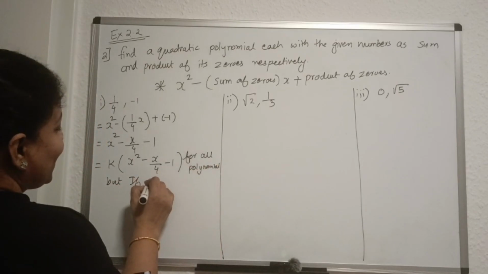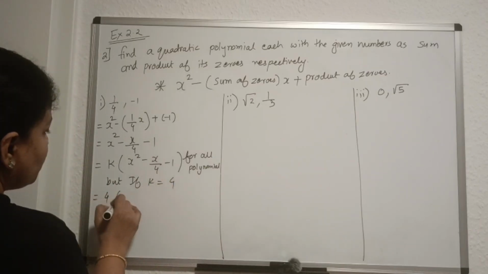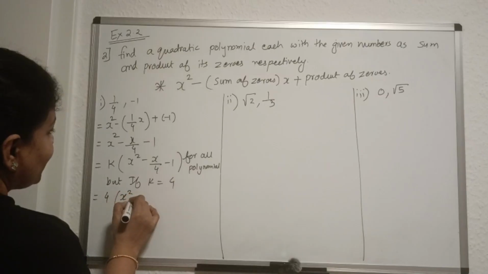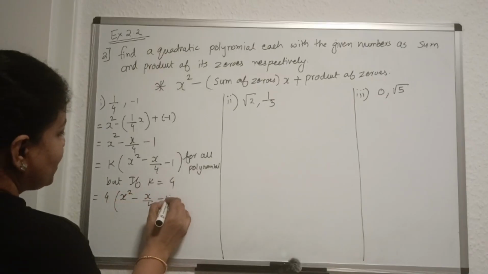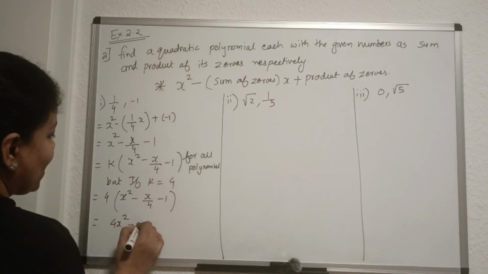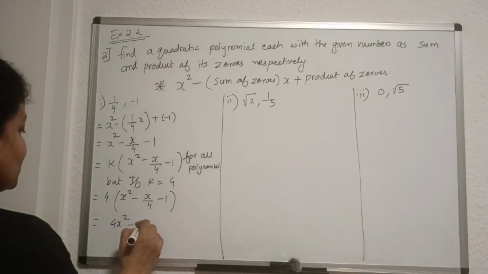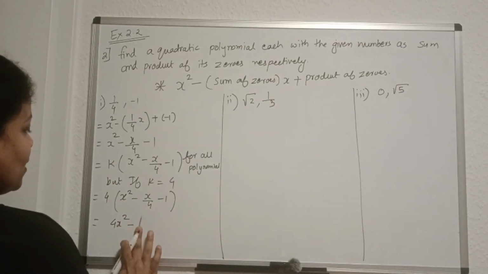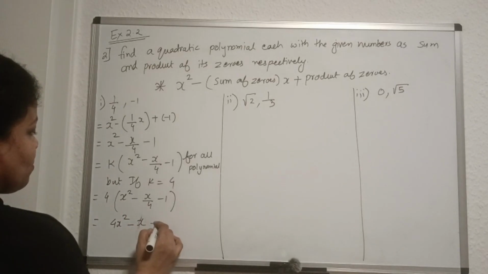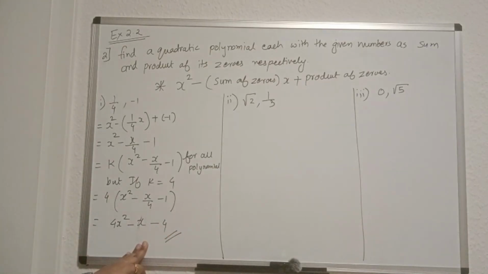But if your k is equal to 4, then what will happen? You write 4, you will get here x square minus x by 4 minus 1. ये 4 अंदर चला गया तो ये हो गया 4x square minus 4x square minus ये 4 चला जाएगा, आपके पास रह जाएगा सिर्फ x minus 4. सो ये आ जाएगा आपका quadratic equation if you have k is equal to 4.